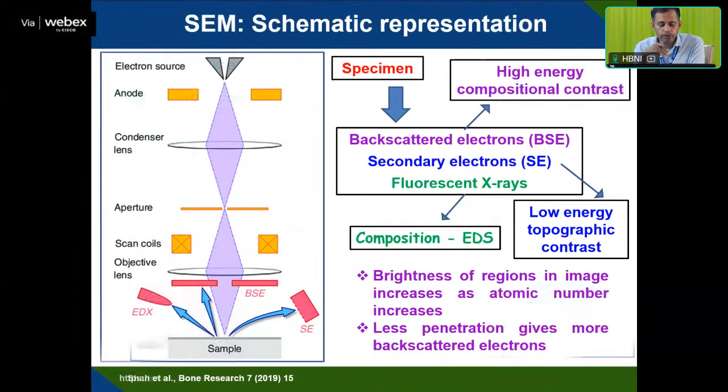Okay. So here if you see the instrumentation part, on the top of the surface you have an electron source that is mostly tungsten or lanthanum hexaboride, LaB6, that is one, and tungsten. Those things are used as a source, and nowadays even the FEG SEM, the field emission gun, is used as a source.